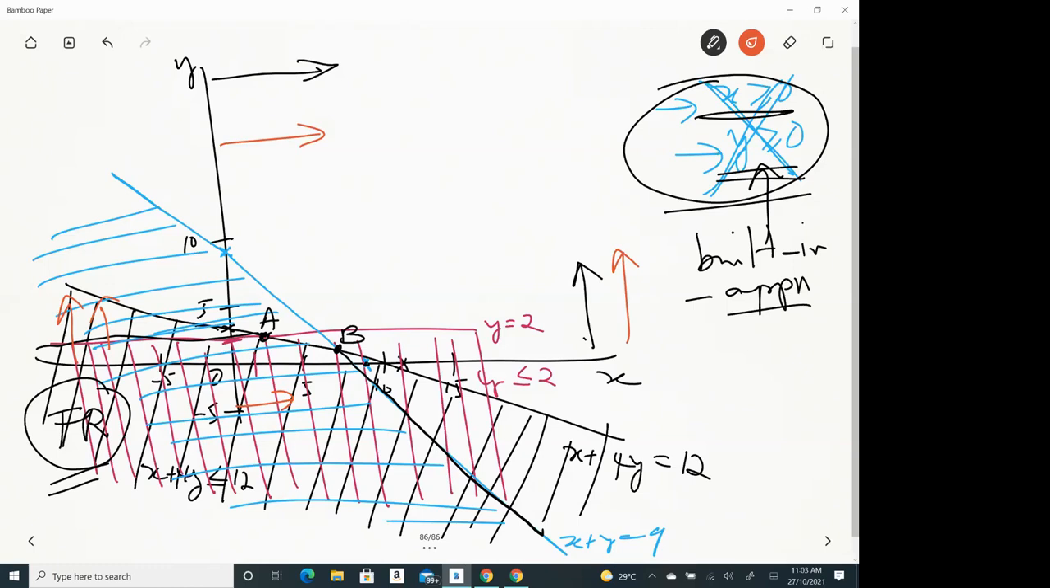X is bigger than 0. They will be bounded by what? By the x bigger than 0. That means x bigger than 0 will be bounded by this line. Okay, what is the other boundary? Y bigger than 0. So that is the line.